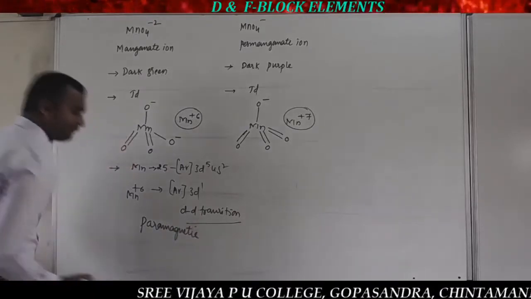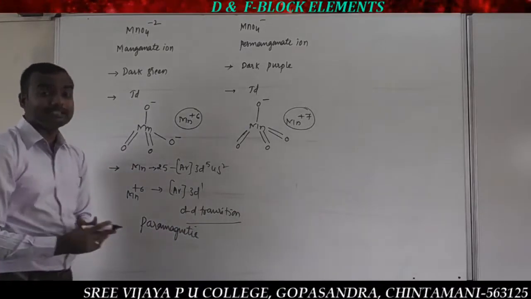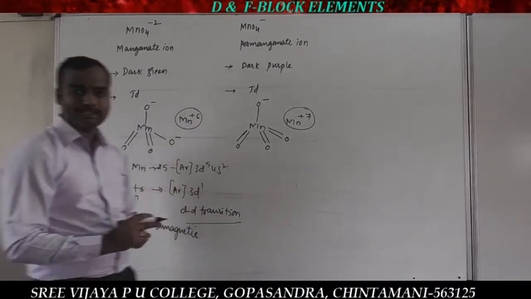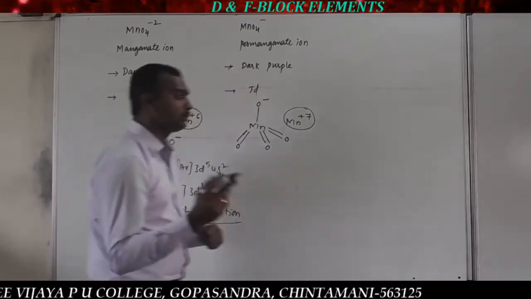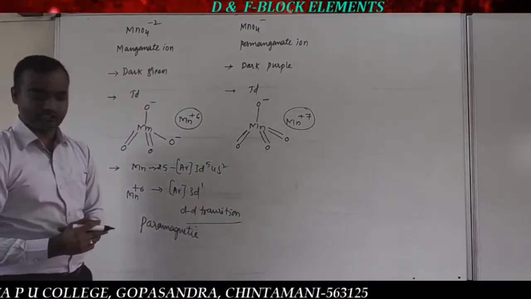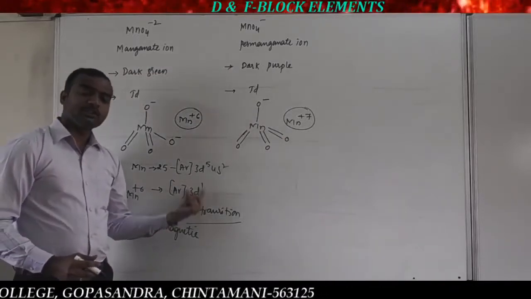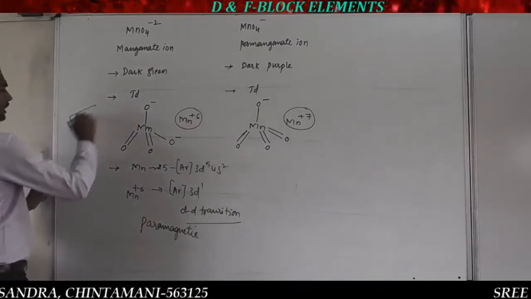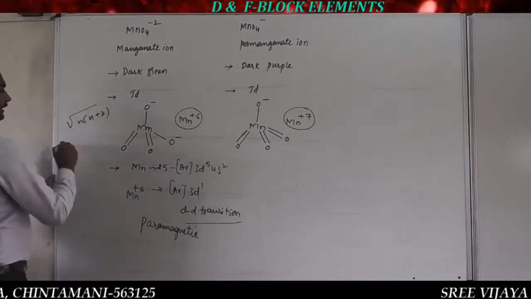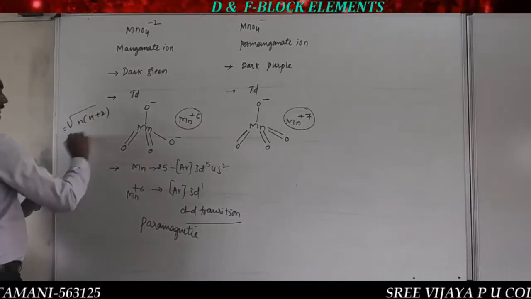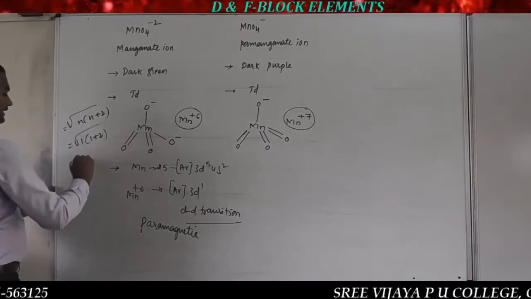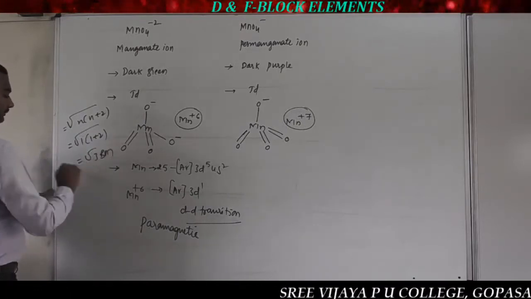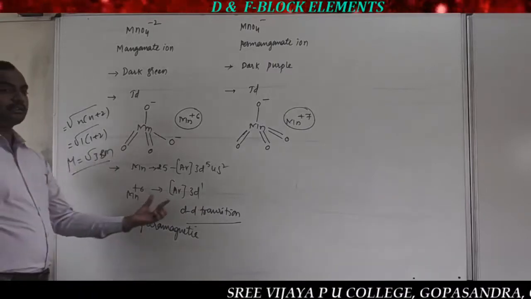We explained these properties. Now calculate the magnetic moment. Magnetic nature can be expressed in terms of magnetic moment by using the formula mu is equal to root of n into n plus 2. Here there is one unpaired electron. If we calculate, we get root 3 Bohr magneton. So root of n into n plus 2, that is 1 into 1 plus 2, which is equal to root 3 Bohr magneton. That is the mu value for the manganate ion.